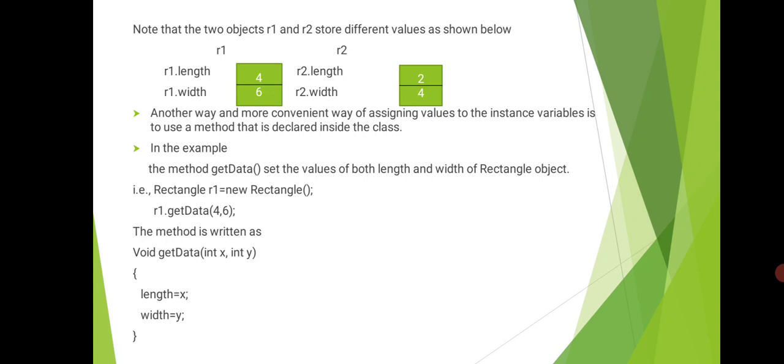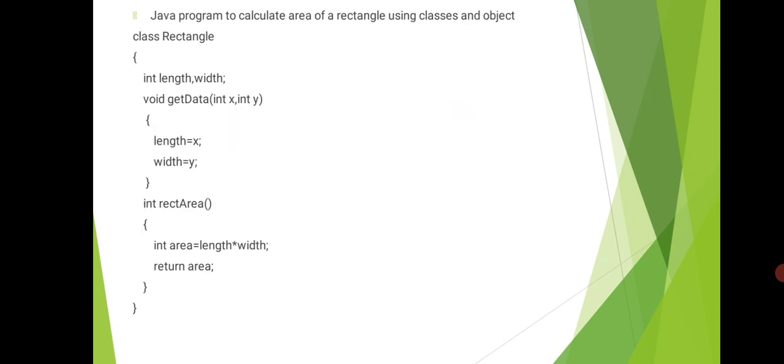So void getData has two arguments, int x and int y. Here the x value is assigned to length and the y value is assigned to width. So here we are sending 4 and 6. 4 is assigned to r1 length and 6 is assigned to r1 width. Okay, so in this way we can also store the data to the instance variables using methods.